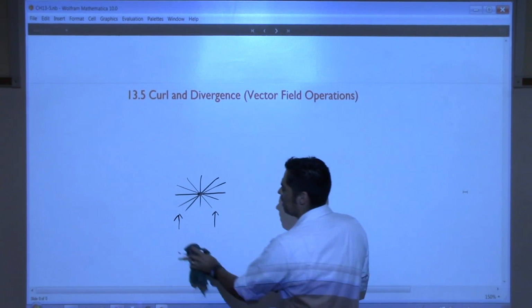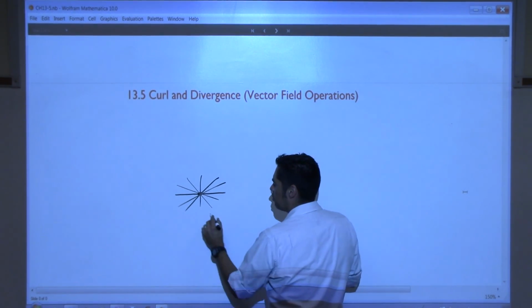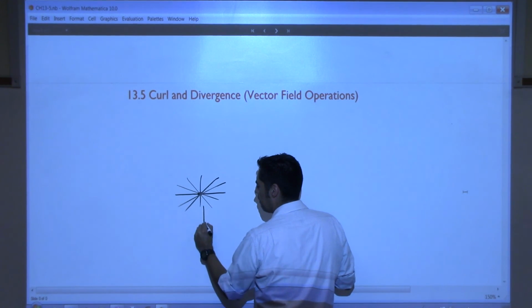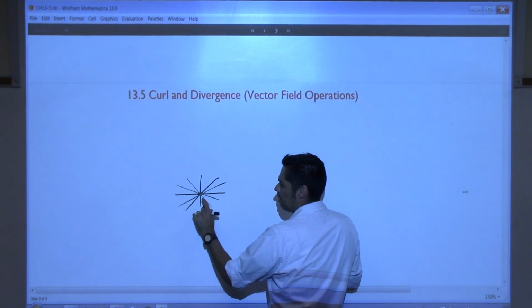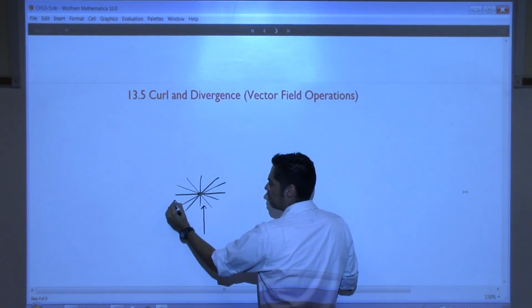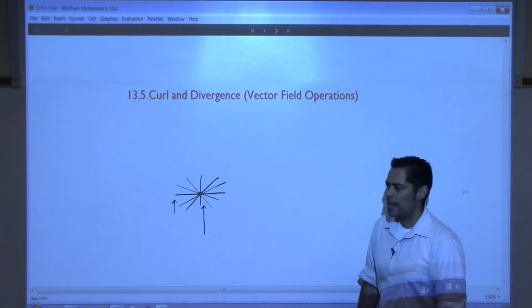Okay, and if I do something like this, where I push with a lot of force right there, but then I put a little bit of force over here, that still might balance.